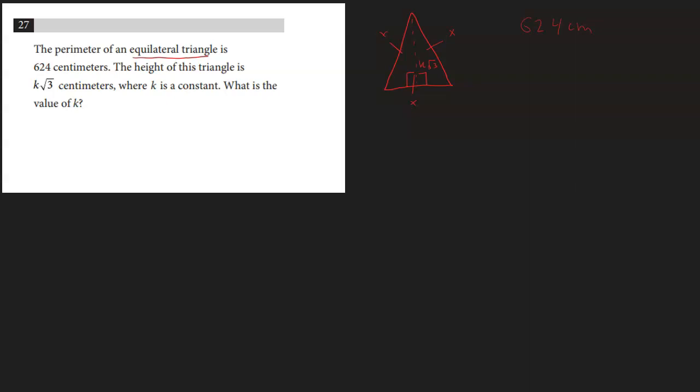And looking at this, we can find that, if all the sides are the same and they add up to 624, wouldn't it make sense to say 3x equals 624? 624 centimeters, and 3x's, 1x plus 1x plus 1x would be 3x. Put that over 3, we would actually find that x equals 208.